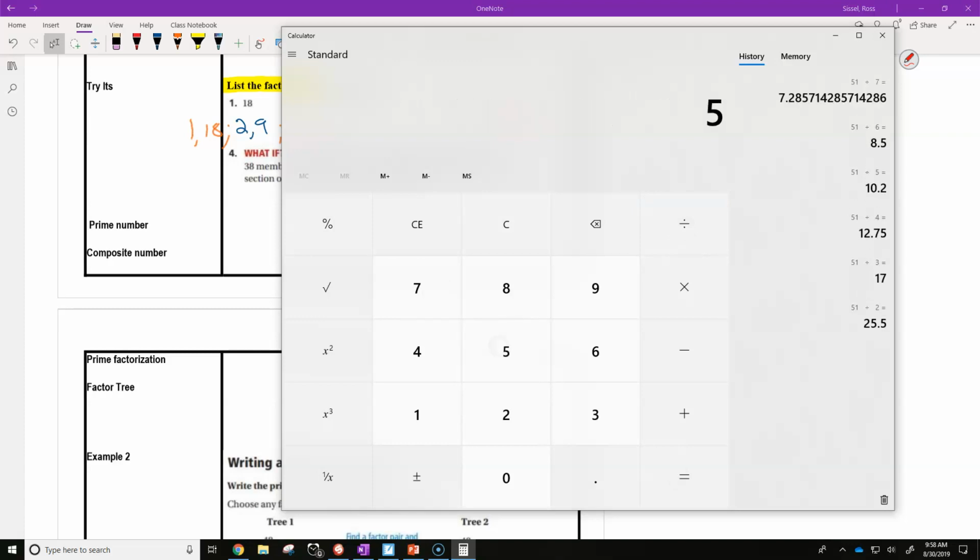Now pay attention to this one. There's something important about this. 51 divided by 8, right? What's the answer then? What's important about noticing about that number though? I divided by 8 and my answer was a 6 point something. Why is that important to notice?